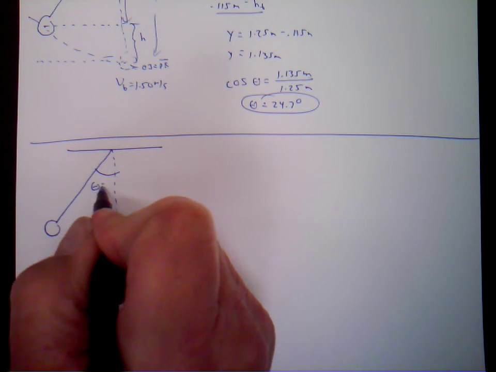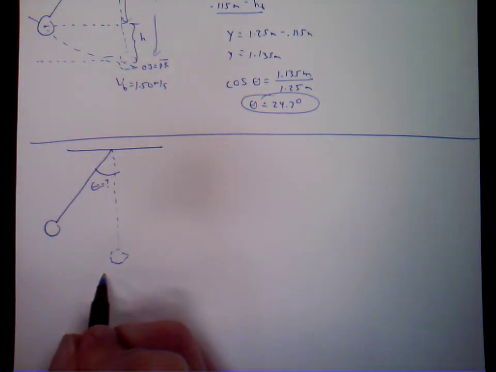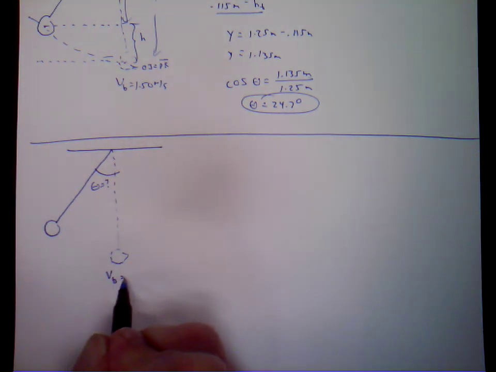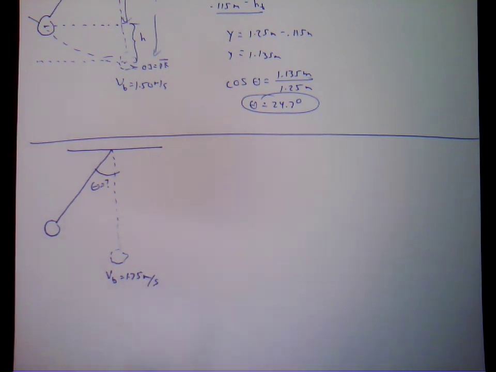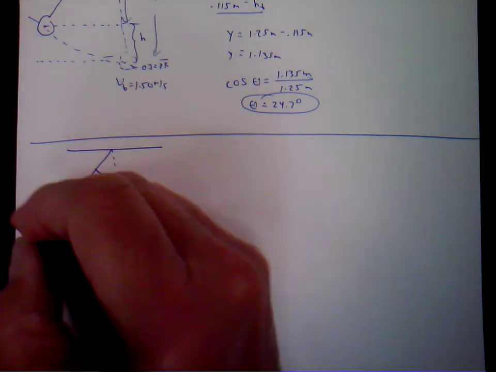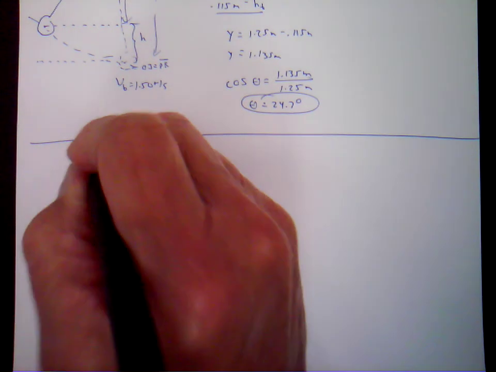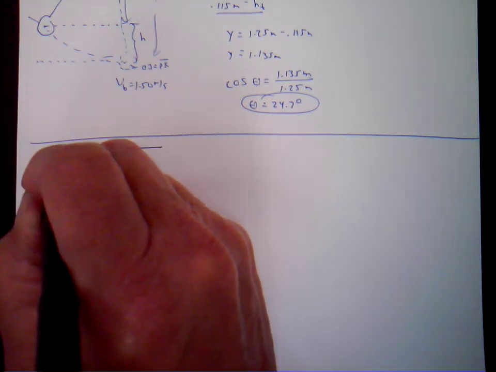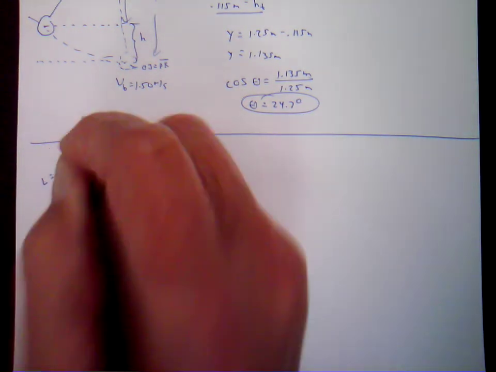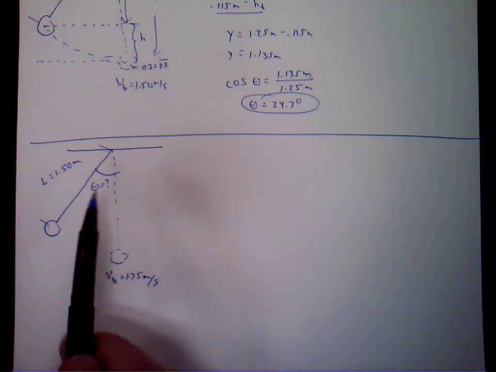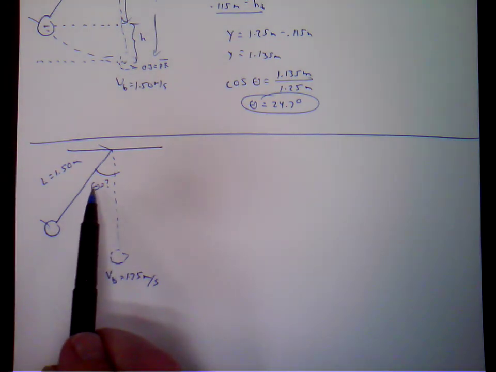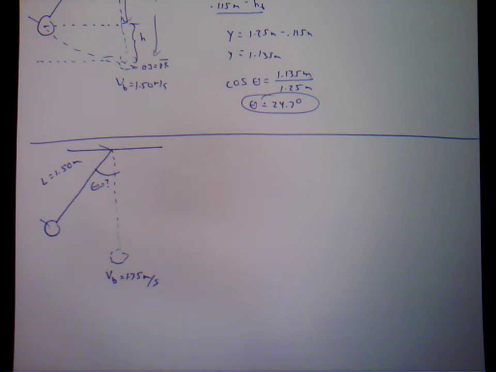We're going to solve for this angle that we pulled it back, and we measure this velocity at the bottom to be 1.75 meters per second. The length of this pendulum from the center to the pivot point is going to be 1.50 meters. So that's the information you have. We want to ultimately solve for that angle right there.